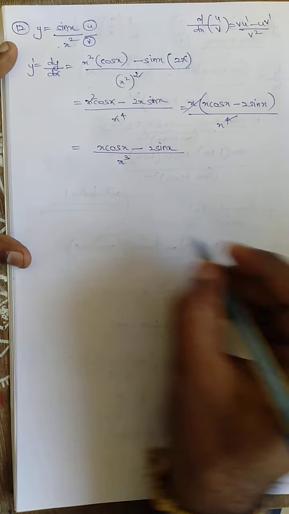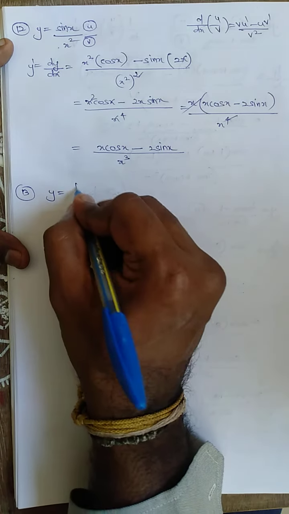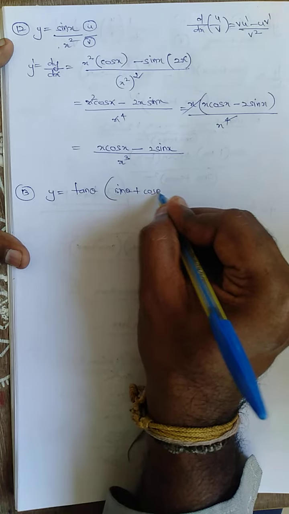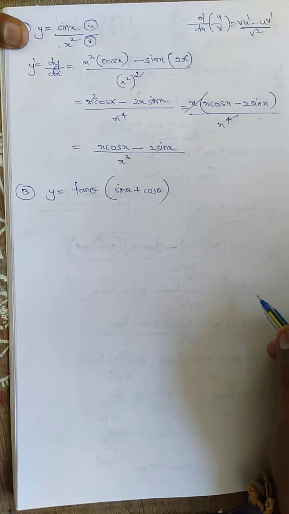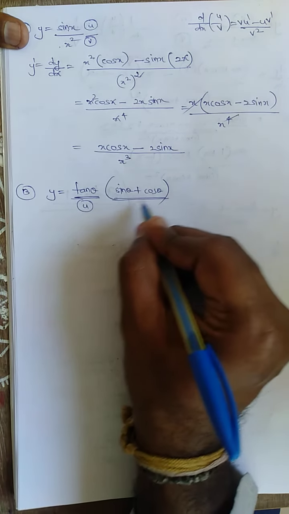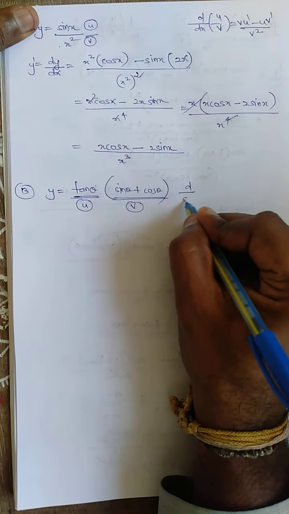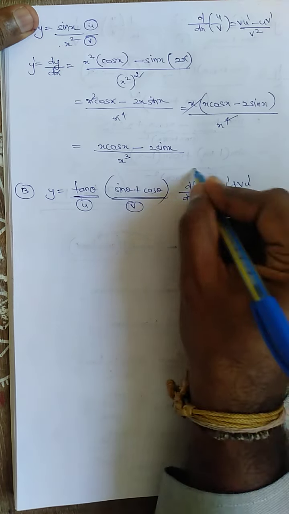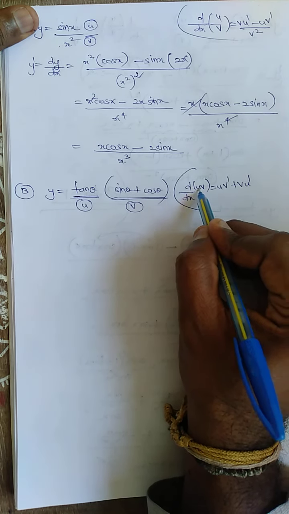Now sum number 13. 13 is nothing but y is equal to tan theta, open the bracket, sin theta plus cos theta. You can do this sum using the product rule itself. How? This one take it as u, this one you take it as v. So you know the formula, d by dx of uv is nothing but u v dash plus v u dash. Keep u and differentiate v, plus keep v, differentiate u.